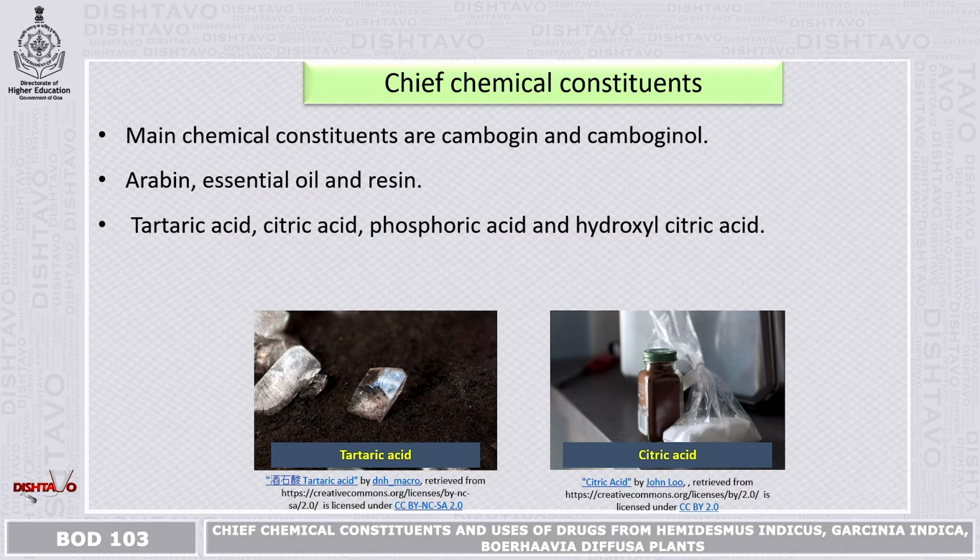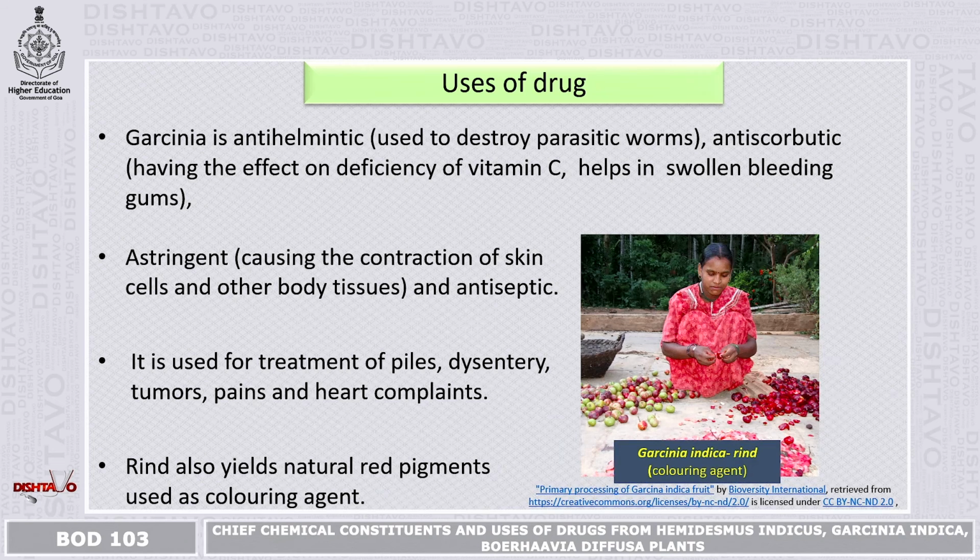In this picture, you can see tartaric acid crystals which are isolated. Also, the powder form of citric acid is isolated from this plant. The uses of the drug. Here, a lady is cleaning the kokum fruit and she is segregating the fruits, the rind and the seeds.